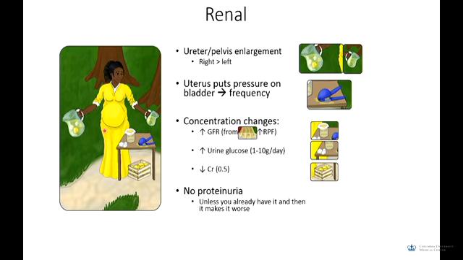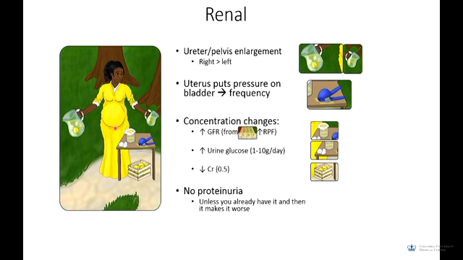So renal, you have ureter and pelvis enlargement, the right side more than the left, so this lady's right jug of lemonade is bigger than the left. The uterus puts all this pressure on the bladder, so you have more frequency as shown by the squeezing of the lemon. You have some concentration changes.